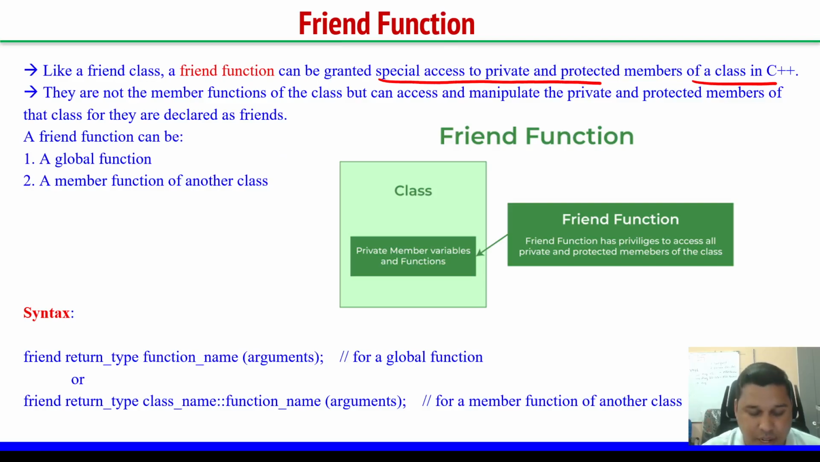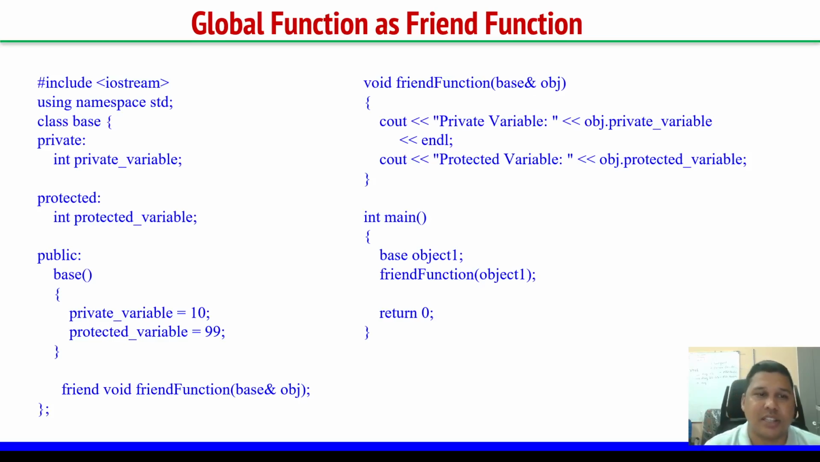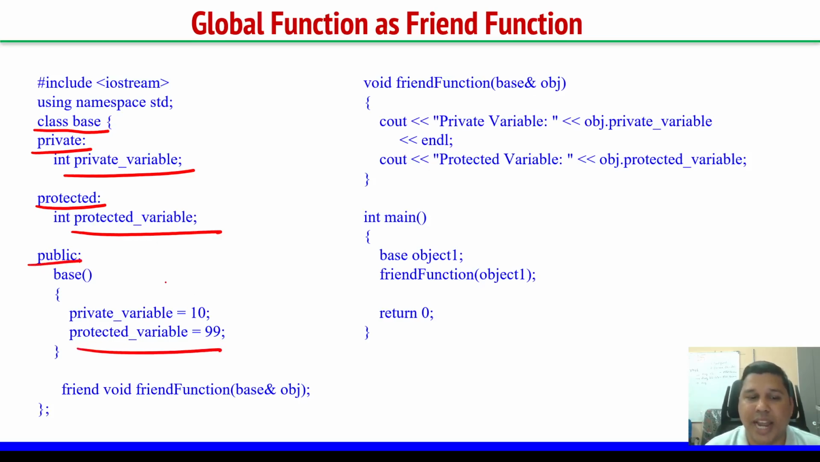Let's not waste our time. Let's see an example and try to understand. I have class base. I will go through the code carefully. Class base has one private variable, one protected variable, and under public, one function. See here, I wrote friend void friend function, and I am passing some object.